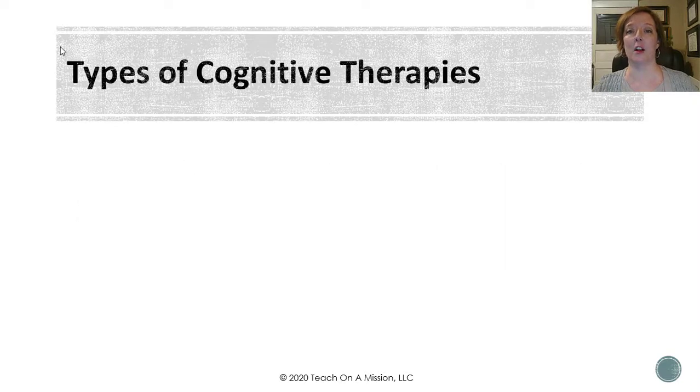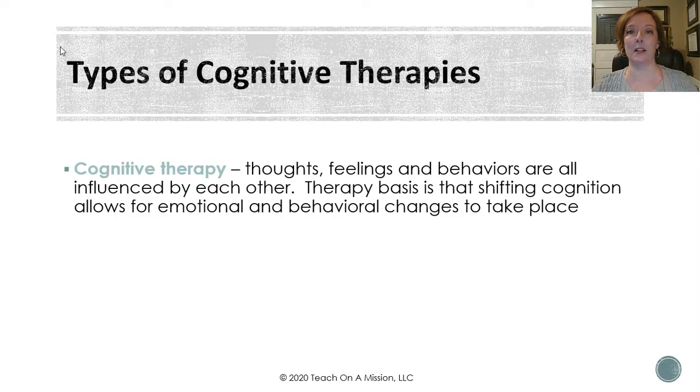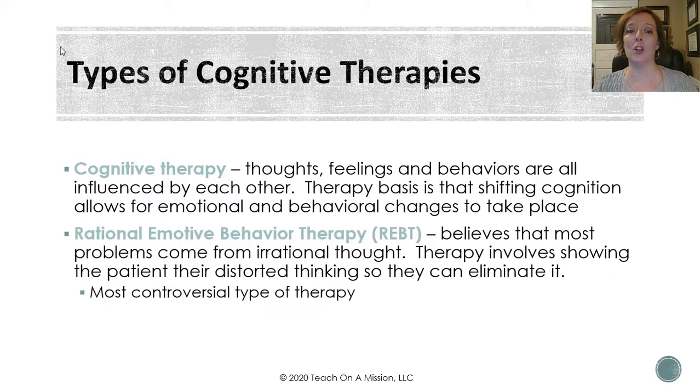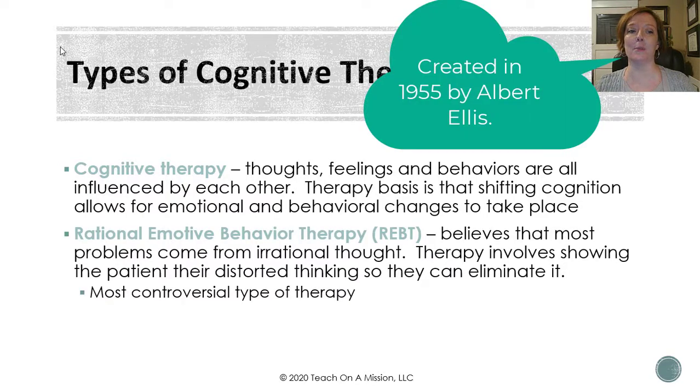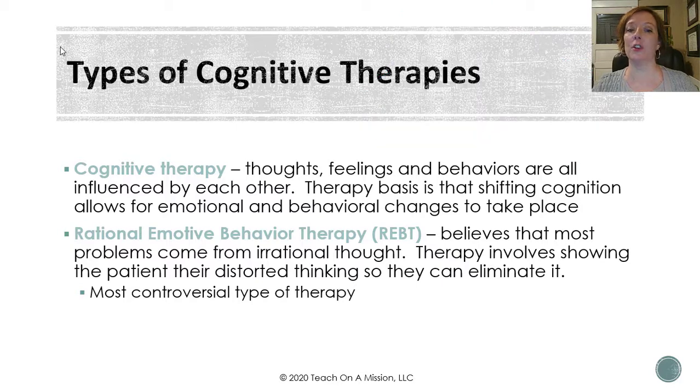There are different types of cognitive therapies. So just basic plain cognitive therapy, this is where the thoughts, feelings, and behaviors are all influenced by each other. The therapy basis here is that shifting cognition allows for emotional and behavioral changes to take place. Rational emotive behavior therapy, or REBT, believes that most problems come from irrational thought. Therapy involves showing the patient their distorted thinking so they can eliminate it. This is one of the most controversial types of therapies.